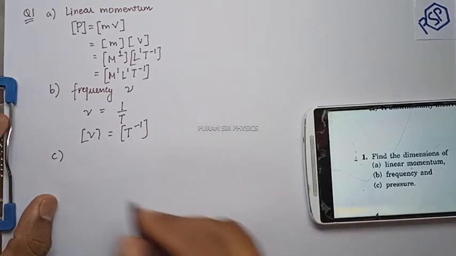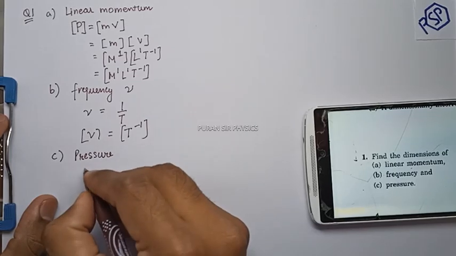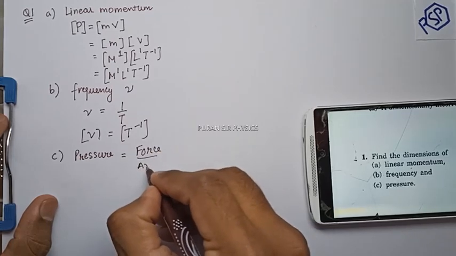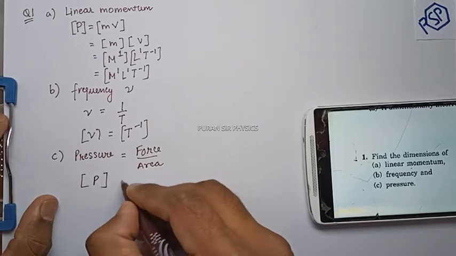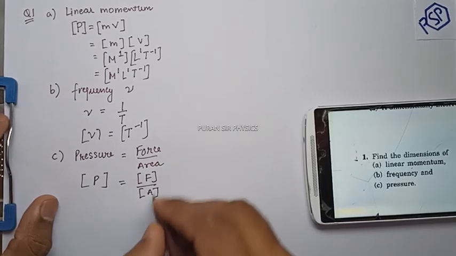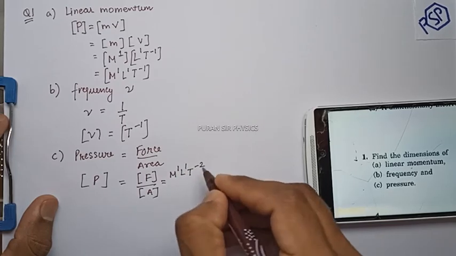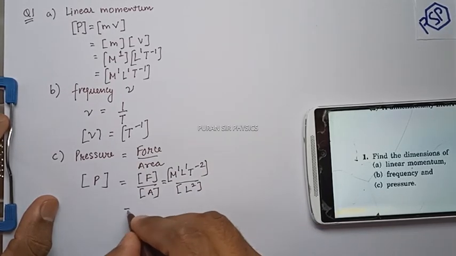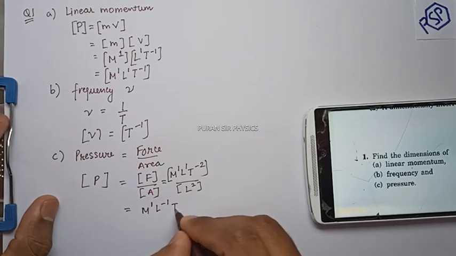And in the third part we have to find the dimension of pressure. We know that pressure is equal to force upon area. So the dimension of pressure, say I denote it with letter P, is equal to the dimension of force upon the dimension of area. The dimension of force is m raised to power 1 L raised to power 1 t raised to power minus 2, and the dimension of area is L raised to power 2. So from here we can say the dimension of pressure is m raised to power 1 L raised to power minus 1 t raised to power minus 2.